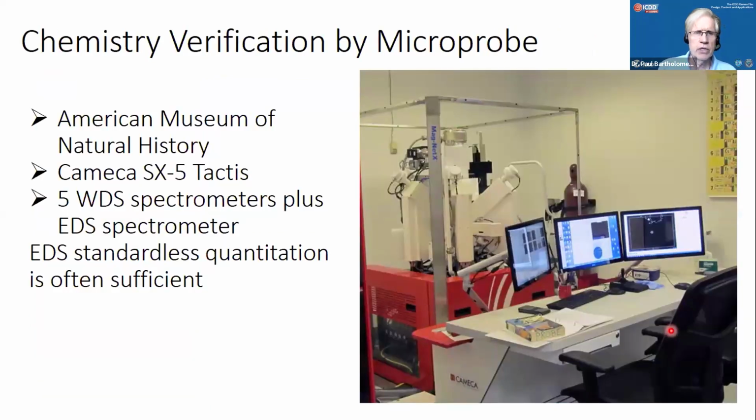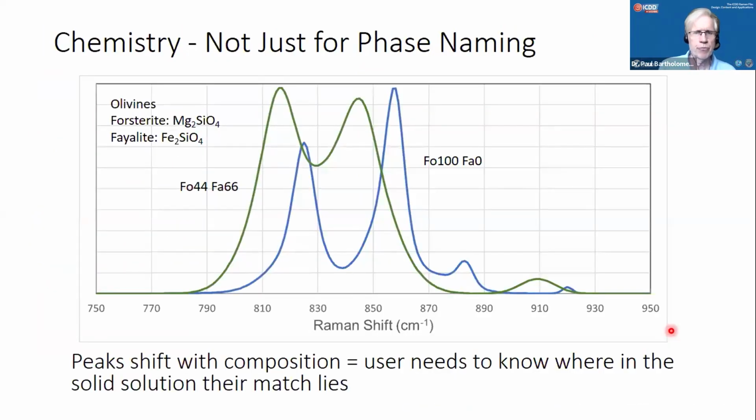Chemistry is done using a microprobe down at the American Museum of Natural History. It's got wavelength dispersive and energy dispersive spectrometers, and in a lot of cases, energy dispersive standardless quantitation is sufficient. It's faster. There are a lot of cases where that is sufficient to verify phase identity. Worth noting, determining the chemistry is not just for phase naming.